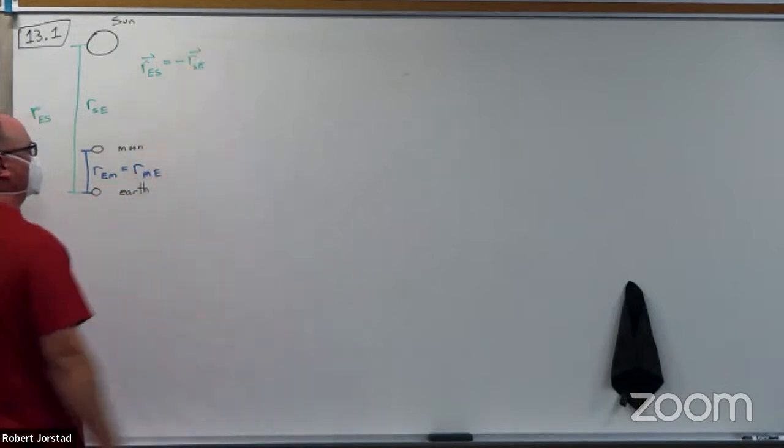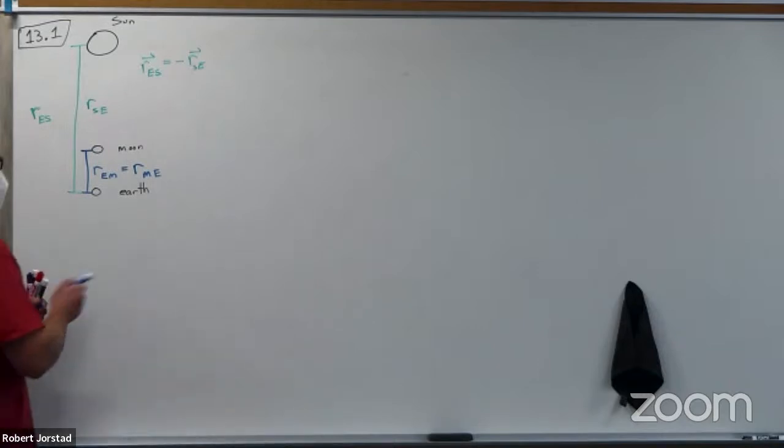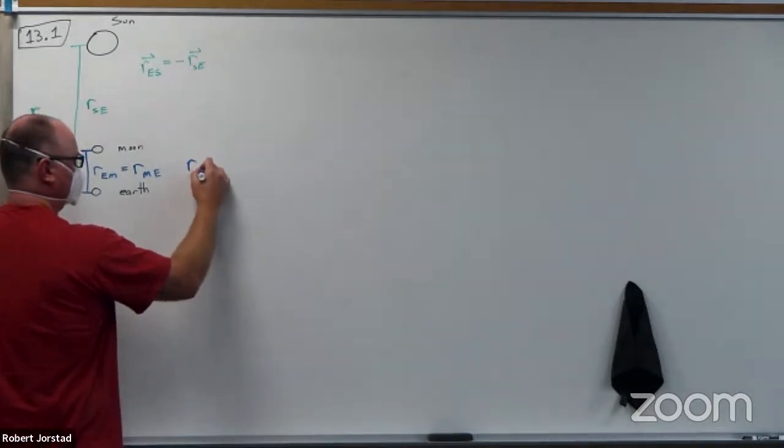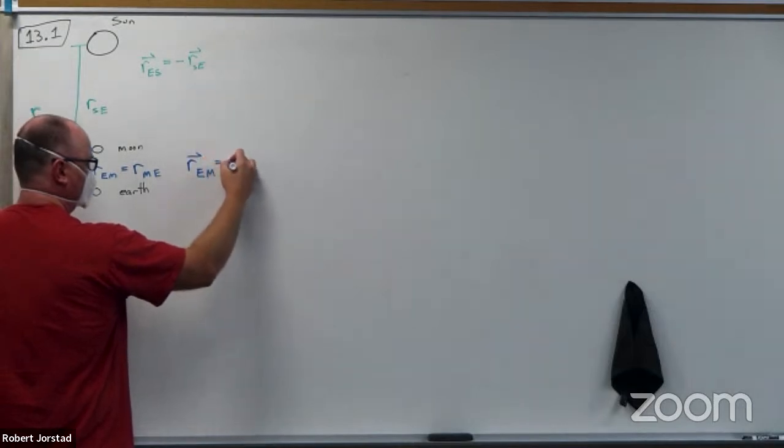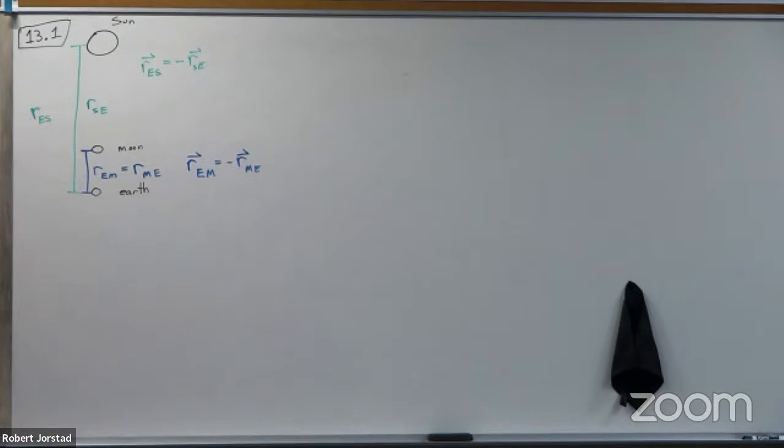That's going to matter tomorrow in your codes. If you're using a vector, it's important that you get the order of the subscripts right. If you're just using the distance, you don't have to be so picky. Maybe I'll put this down here too. Going from the moon to the Earth is opposite of going from the Earth to the moon.